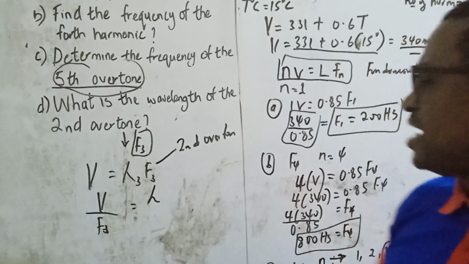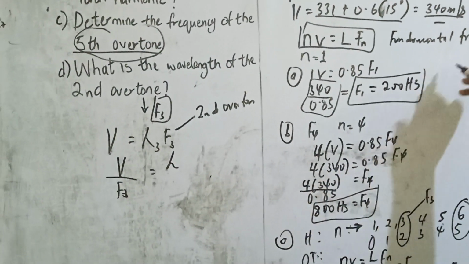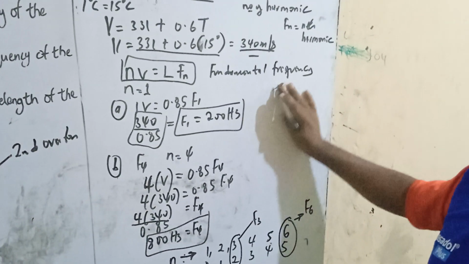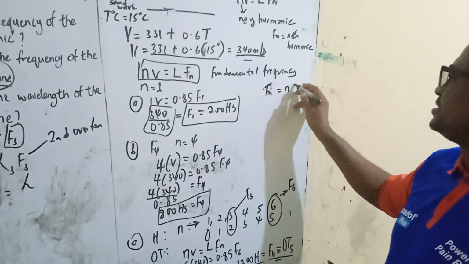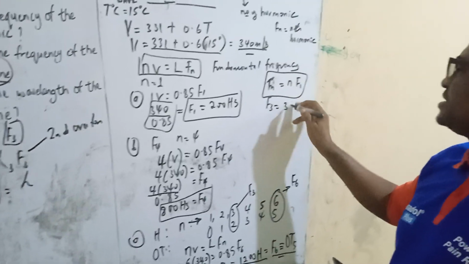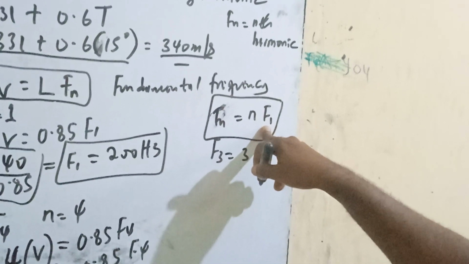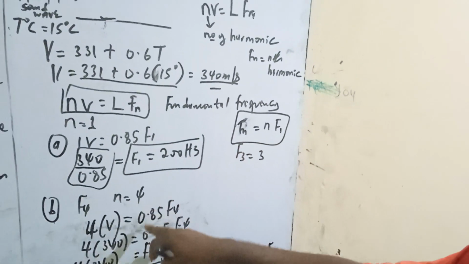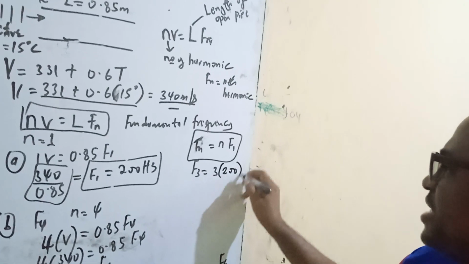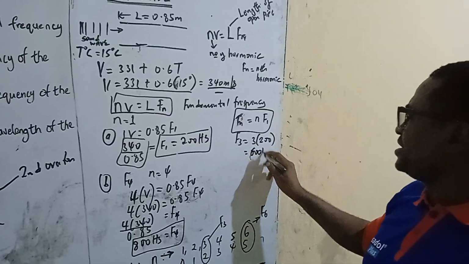So how do we get the third harmonic frequency? We can quickly get that using the relationship Fn is equal to n times the first harmonic. So F3 can be obtained as 3 times the first harmonic that we got the other time. That is F1 that we got the other time, 200. So times 200 here. So F3 is 3 times 200, that's 600 Hz.